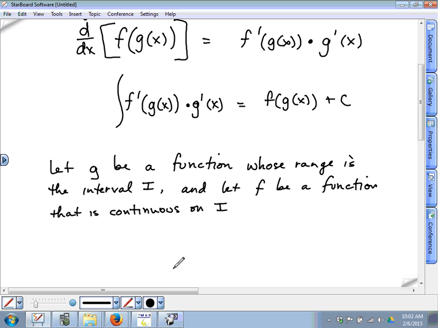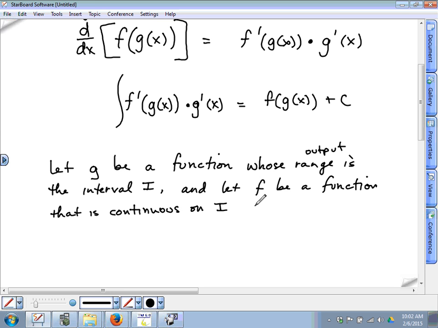Go ahead, Ben. When it says range, is it talking about the domain? Well, that's where I wanted to hit. This word range, I know you've seen it before. Is this an output or an input? Range is a y value. It's an output, right? So g is a function whose output, or range, is some interval I.